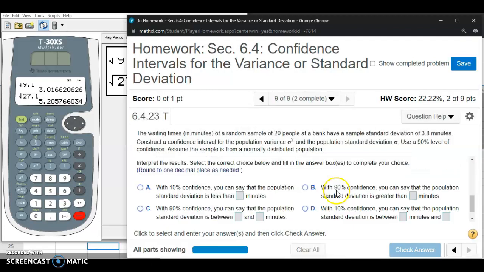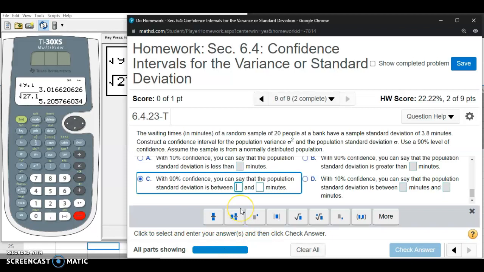Then we select the correct interpretation. It looks like answer choice C. You can read that on your own. The lower limit goes here in this box, followed by the upper limit in the other box.